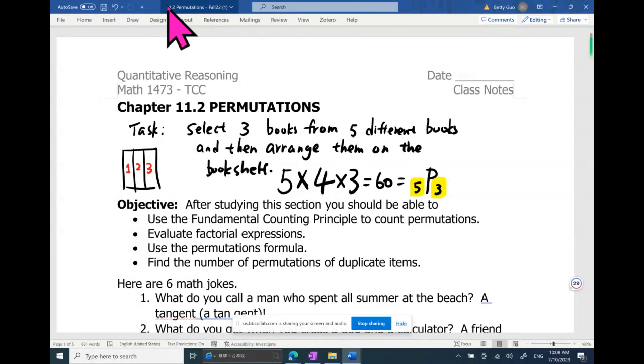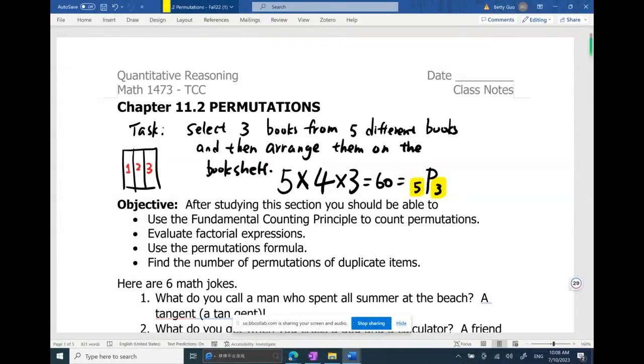So I want you to see this is a permutation situation. All other permutation situations have the same pattern as this example. You have 5 items in total, and you choose 3 from the 5 and make an ordered arrangement. So the order does matter. The order does matter, okay?